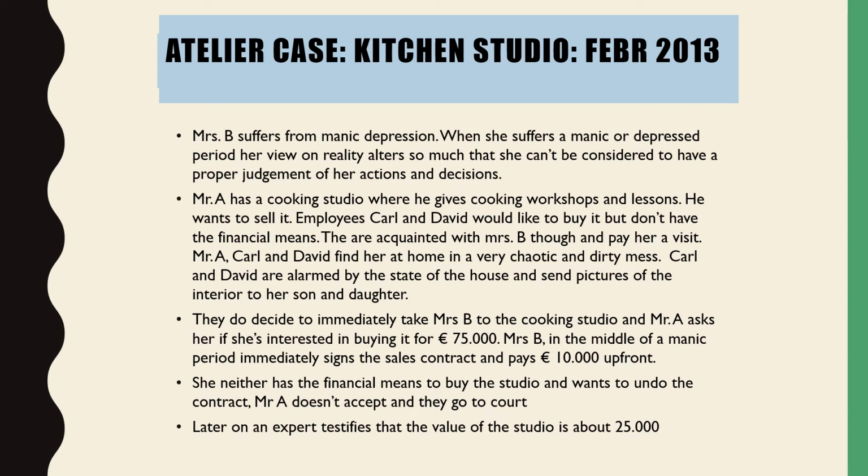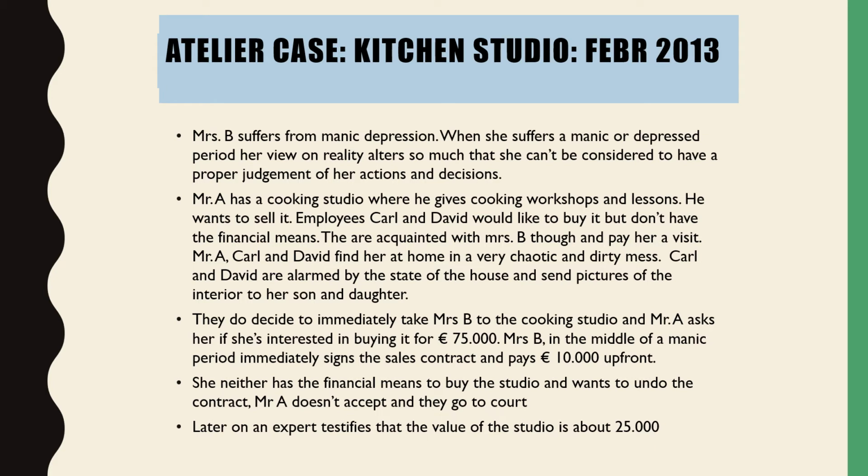What they also did is tell Mrs. B, like, oh, we would really like to buy a cooking studio. Do you want to be part of it? Or maybe you can be the owner of it. Are you interested in buying it? They took her to the studio. She looked at it. She was in a very manic state, very energetic, very agitated, and on the spot she bought that studio for 75,000 euros. She then emptied her savings, her bank account, her old socks, anything she had, and she came up with 10,000 euros in cash.